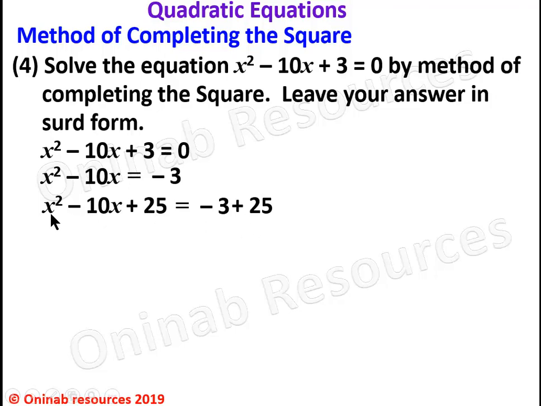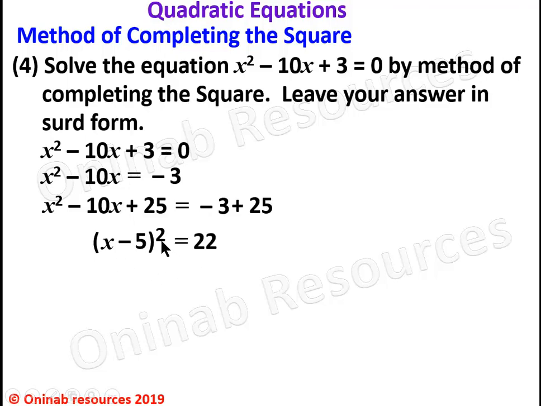So we now factorize this. So factorizing this, we have an open bracket, square root of x squared gives x. Go to the next term. We are only interested in the sign, that's minus. Then the square root of 25 gives 5. Close the bracket, raised to power 2. We have factorized the left hand side. So simplifying the right hand side, we have it to be 22.